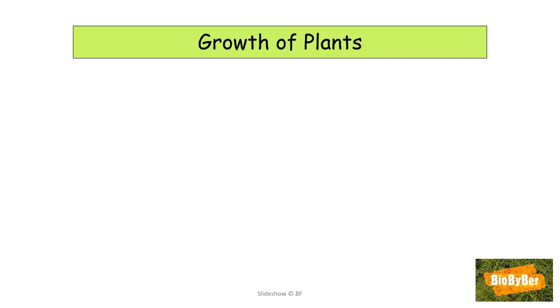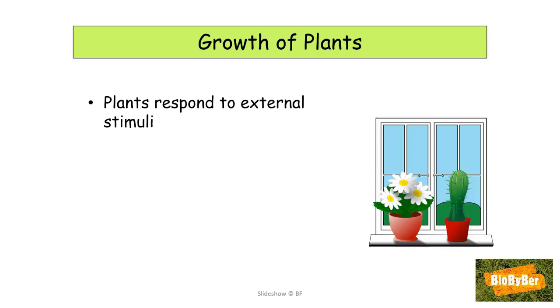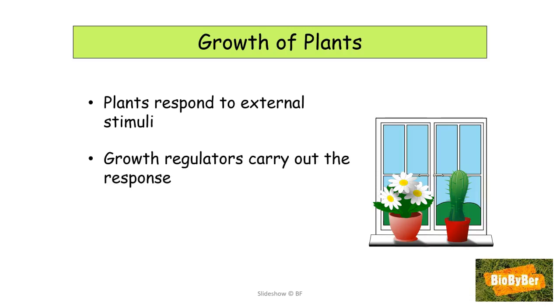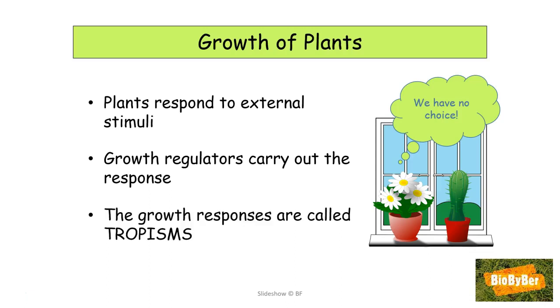So in a nutshell, the growth of plants is affected by two main factors, external factors and internal factors. The plants respond to external stimuli, changes in the environment, changes in temperature, changes in light intensity, changes in day length. When they respond to these stimuli, the response is carried out by their growth regulators. And as a result of the action of the growth regulators, the plants will grow. The growth responses are called tropisms.